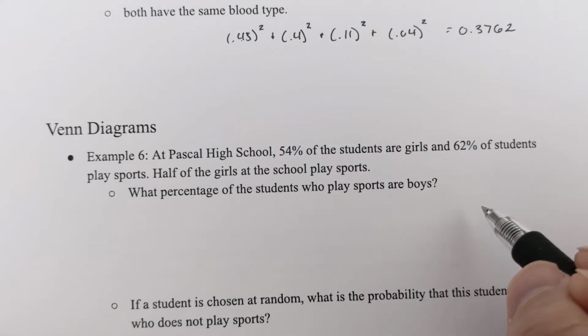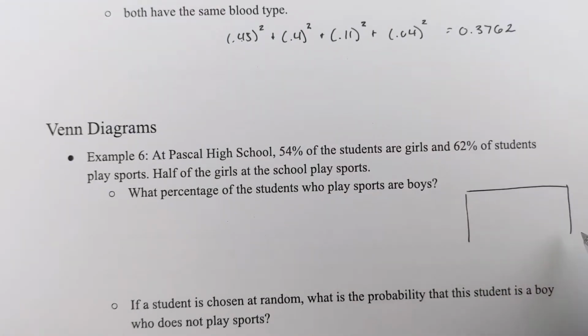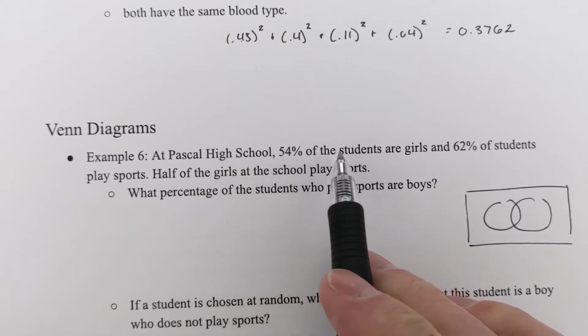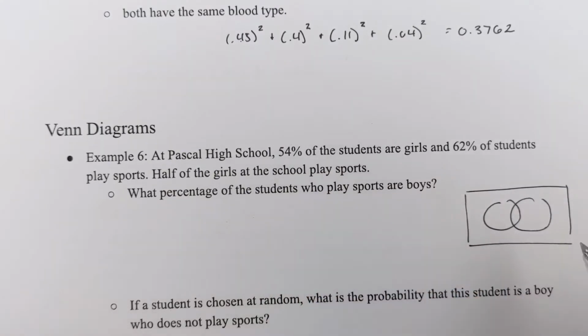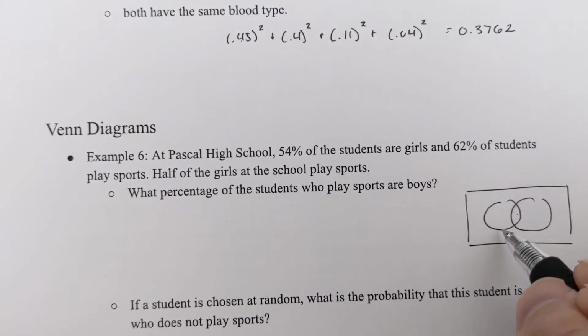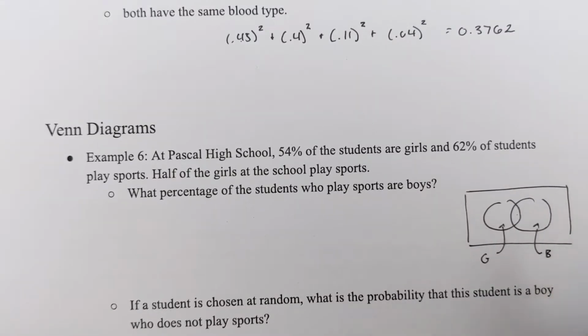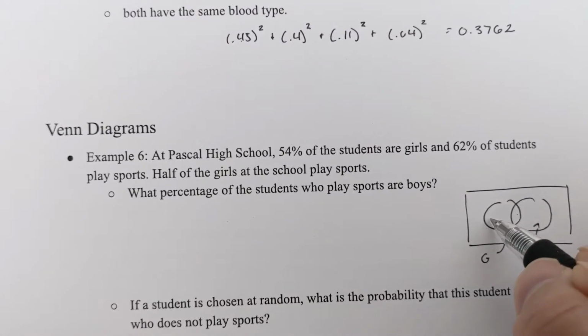So let's just draw a lovely Venn diagram. So here's all of the students. We have some girls, we have some boys. 54% of the students are girls. So these two sections will make this part the ladies, this part the boys. So I should draw my picture bigger.